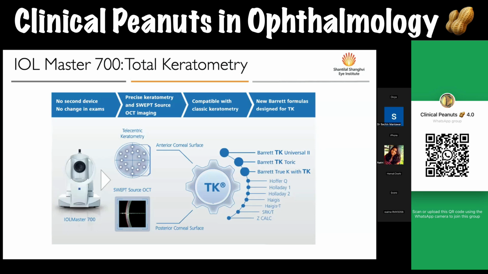And therefore, for the new IOL Master 700 using TK, he came up with three new formulae, which are the Barrett TK Universal 2, where you can use the total keratometry in routine calculations by using this Universal 2 formula. Or if you're making toric calculations, you can use the Barrett TK toric calculations, and it gives you this in the final printout itself. And you can use a Barrett True-K with TK in eyes which have undergone prior laser vision correction, where he has created this new formula where you can use this TK value directly in order to give you a final IOL power to be implanted in the eye.